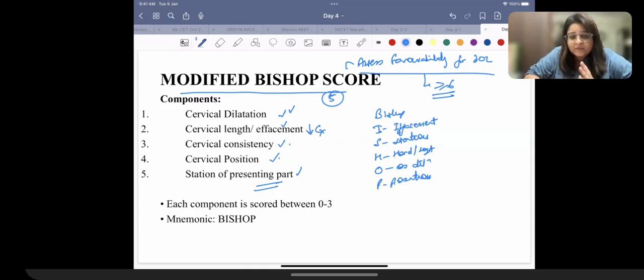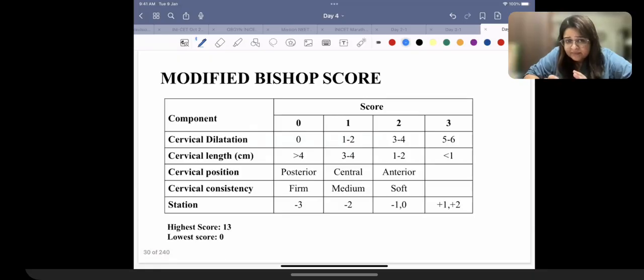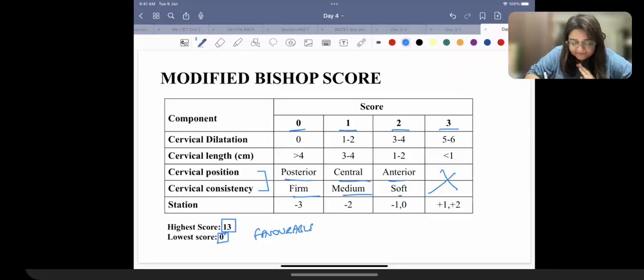Now, all these components are put together in this table. This is the modified Bishop score table, okay, where you have values from 0, 1, 2, and 3. And if you look at position and consistency, they have 0, 1, and 2. 0, 1, and 2. इसमें 3 वाला नहीं है. इसलिए maximum score is 13, okay, and least score is 0. And a favorable score is 6.